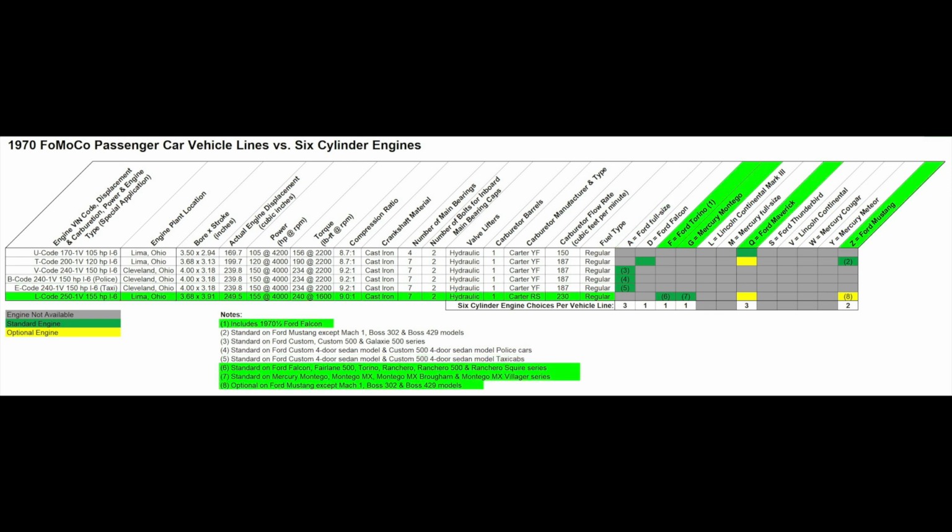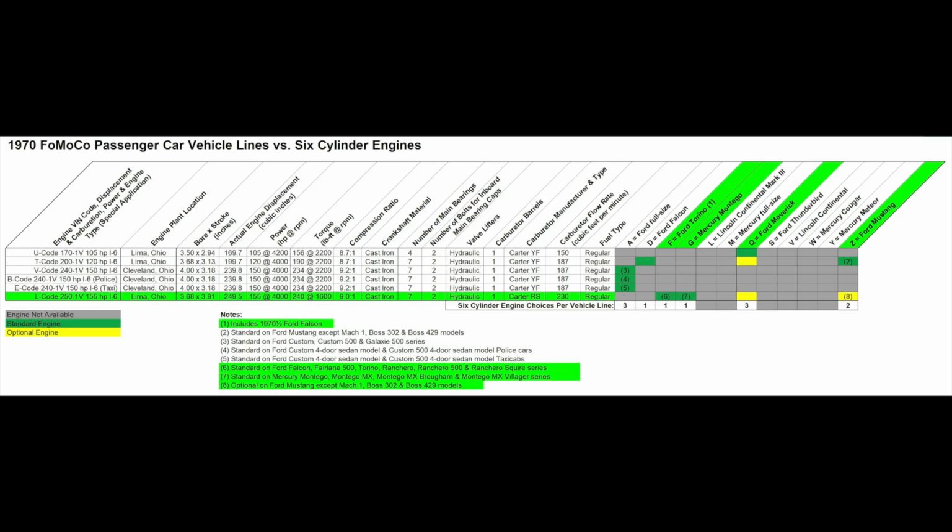The 6th and final of the 1970 FoMoCo 6-cylinder engines to investigate is the L-code 250 cubic inch inline-six engine with a one-barrel carburetor. This engine debuted for the 1969 model year as the standard engine on some models of the Ford Fairlane and Mercury Montego lineups, and as an optional engine on some models of the Ford Mustang. For 1970, it was in its 2nd year of production.